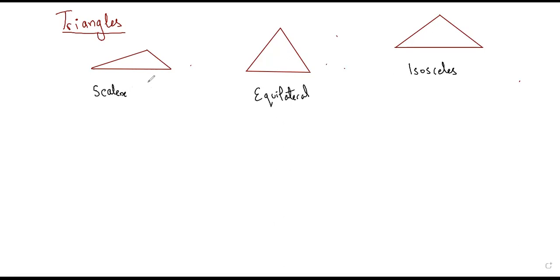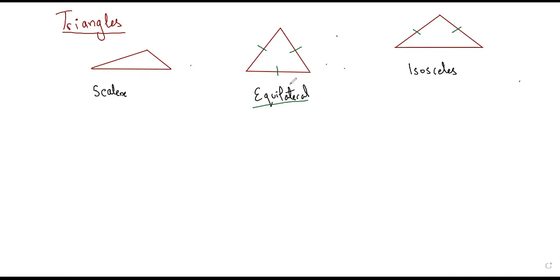Scalene triangle is that triangle whose every side is different, right? So all these sides are of different length. Okay, if I talk about equilateral, all the sides are of the same length. That is why it is called an equilateral triangle. And if I talk about isosceles triangle, so two sides are of the same length and the third side is of the different length, right? So that is the idea. Okay, so what do we know? We know that a scalene triangle has all different sides, equilateral has all sides equal, and isosceles has two equal sides.